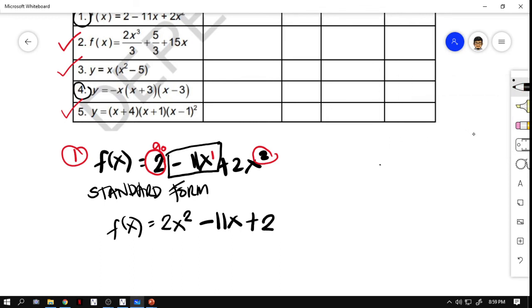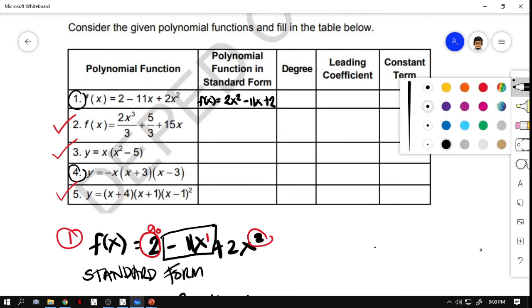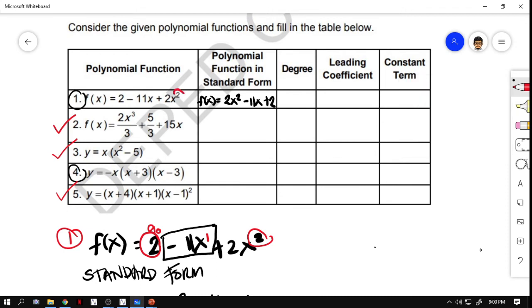So, this is now the standard form of the given function f of x is equal to 2 minus 11x plus 2x squared. So, isusulat mo lang siya doon. We have f of x is equal to 2x squared minus 11x plus 2. Okay. Now, the degree. Remember that the degree will be determined using the highest exponent. So, asan ang highest exponent natin dyan? Itong 2. Therefore, ang degree natin ay 2.